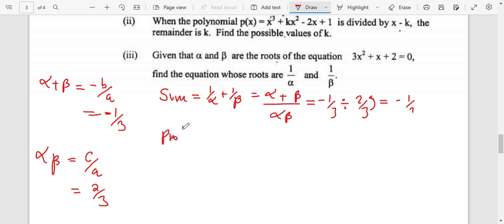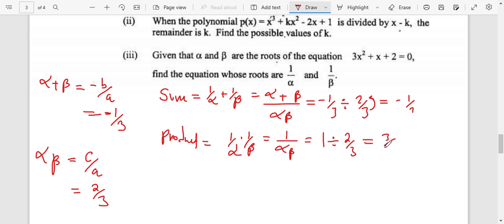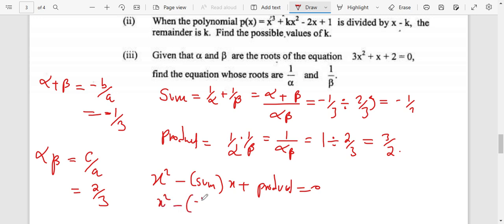And then we also need to find the product of the roots. Product, you have got 1 over alpha multiply with 1 over beta. So basically what we have is 1 over alpha beta. So this is going to be 1 divided by, what is alpha beta? Alpha beta is 2 over 3. And if we change this direction, that will give us 3 over 2. Okay, we want to find the equation having these roots. When you're writing the equation is given by x squared minus sum x plus product is equal to 0. We're going to be x squared minus sum, that is negative 1 over 2, x plus product is a 3 over 2 is equal to 0.